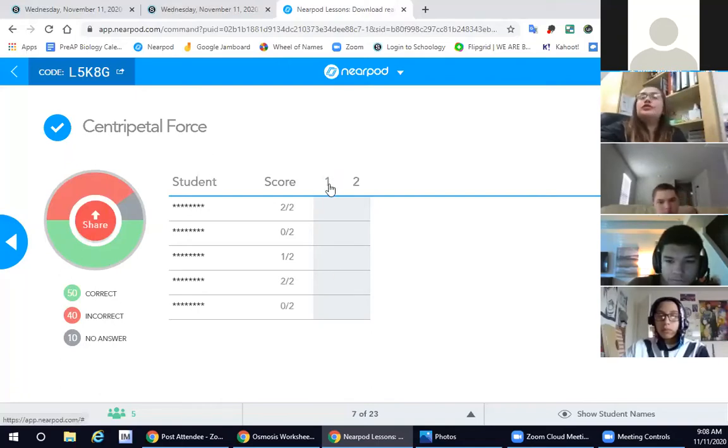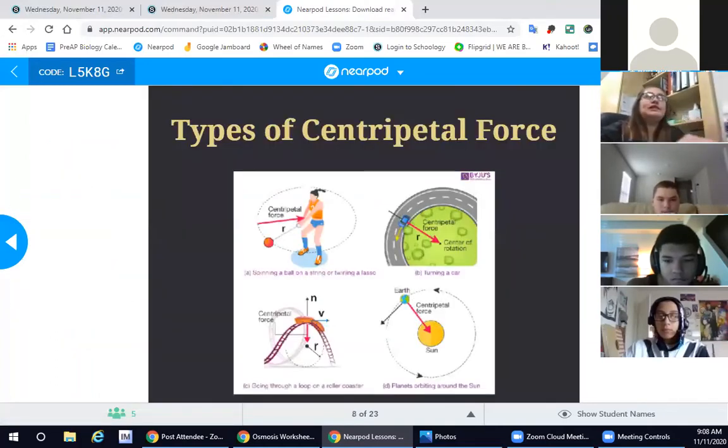So the centripetal force, again, it's an inward force. It goes towards the center of the circle. And these are our types of centripetal force. We have gravitational, friction, tension. All of these are going to cause objects to move in a circle, in a circular path.